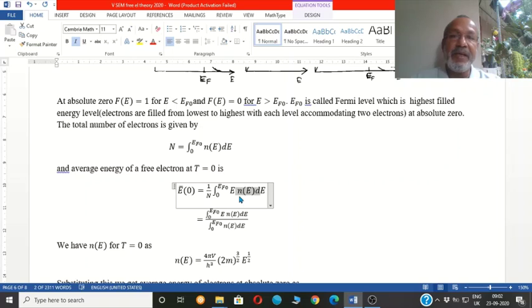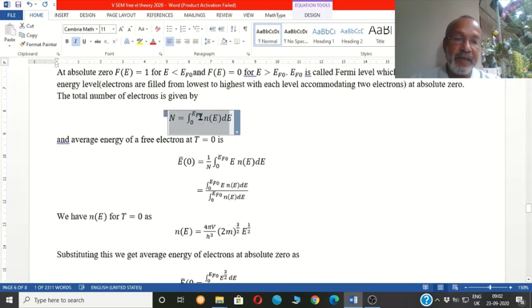So in the limit dE tending to 0, all will have energy E. So the total energy of all these electrons will be multiplied by E. If you integrate from 0 to EF0, you will get the total energy of all the electrons. And if you divide by the total number of electrons, you will get the average energy of all the electrons at absolute 0. Now we substitute this N in the denominator, which is also given by an integral. So this is the expression for the average energy of an electron at absolute 0.